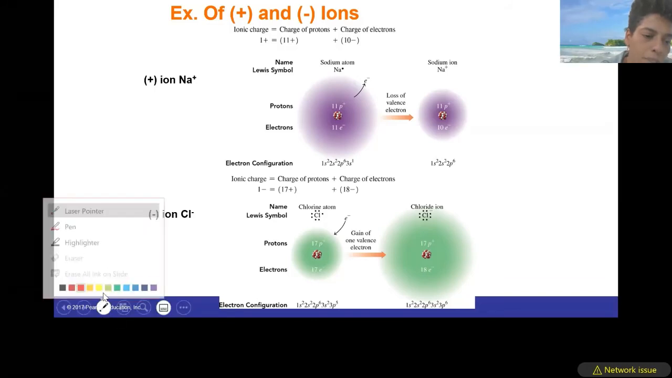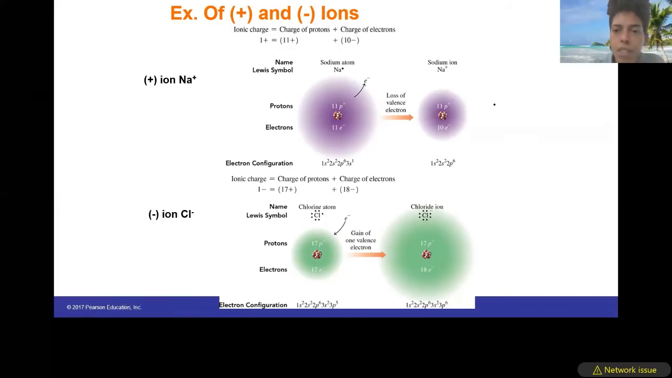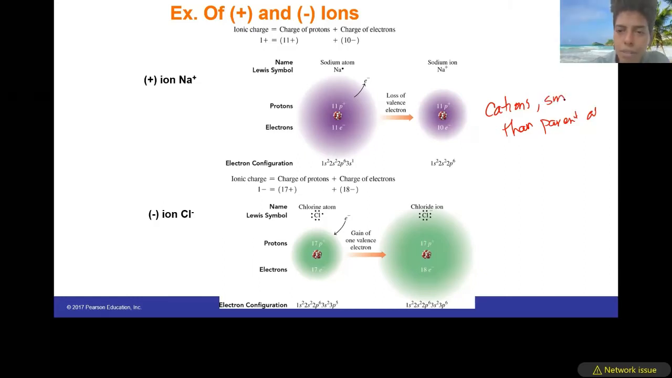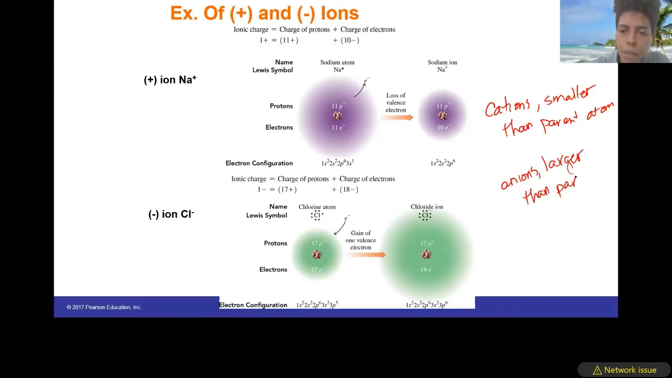Let's write that down. So the cations are smaller, sorry, smaller than the parent atom. That's why we have Rihanna on here to keep me in check. And the anions are larger than the parent atom. Thank you, Rihanna.